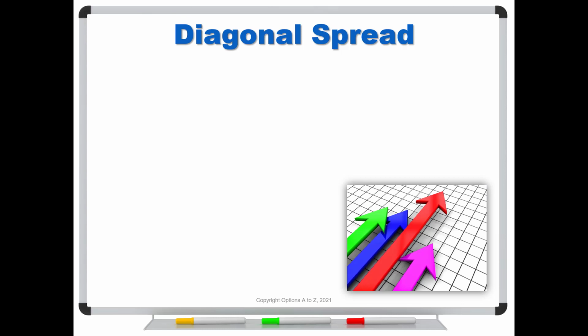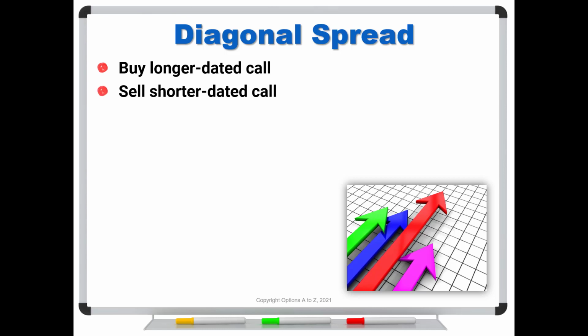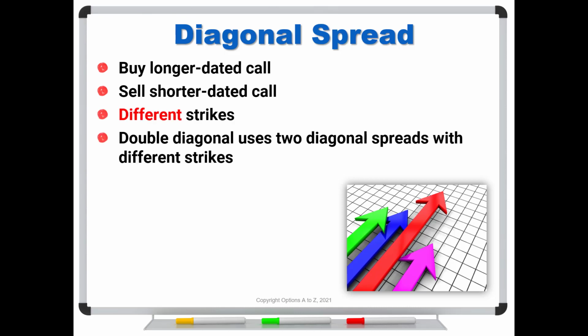All right, let's take a look at a diagonal spread. A diagonal spread is similar. You're going to buy a longer dated call. You could also use puts. You will sell a shorter dated call against it. But now they have to have different strikes. So if you use a double diagonal, that uses two diagonal spreads with different strikes. It's this whole idea of having different strikes that really makes them a diagonal spread versus a calendar spread.